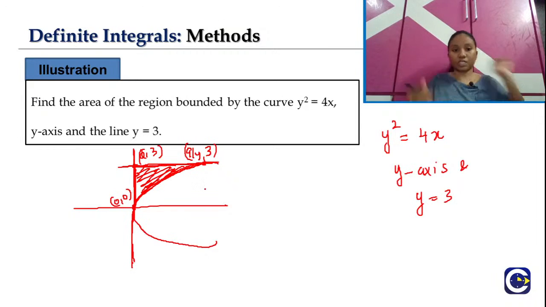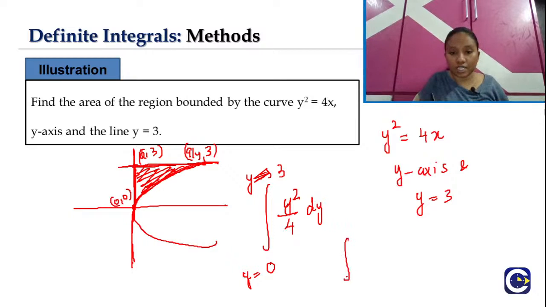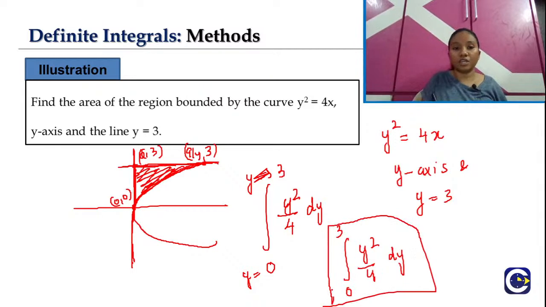As we are integrating with respect to y, my curve will be x equal to y square by 4, since y square equal to 4x. And what will be the limits? From here to here, my y limits are y equal to 0 to y equal to 3. So this will be my integration, the integral of y square by 4 dy within the limits 0 to 3. This will be my area, the region bounded by the curve y square equal to 4x, the y-axis, and the given line y equal to 3.